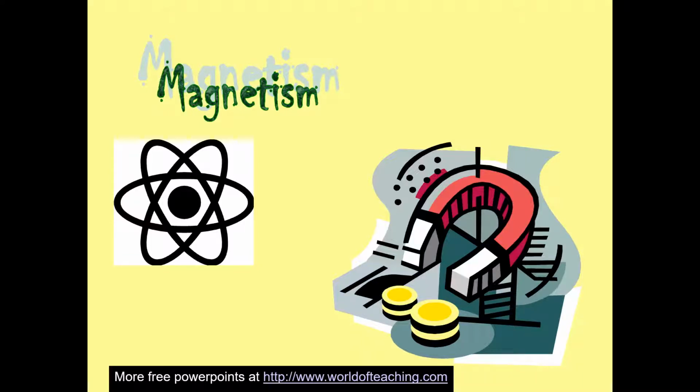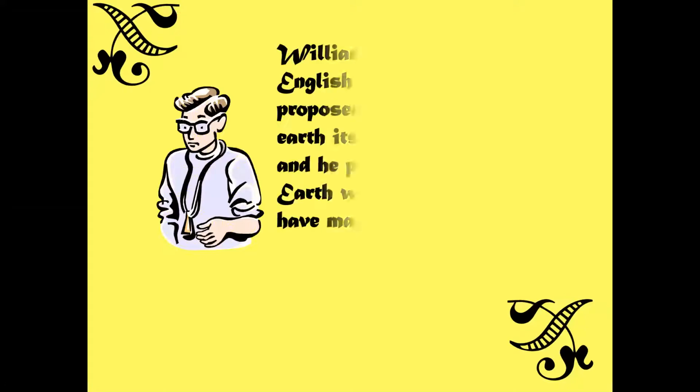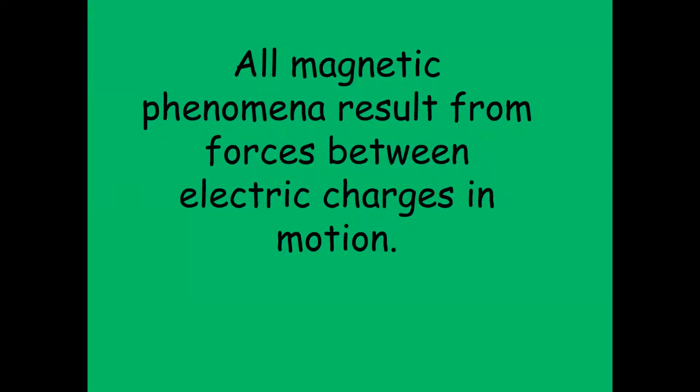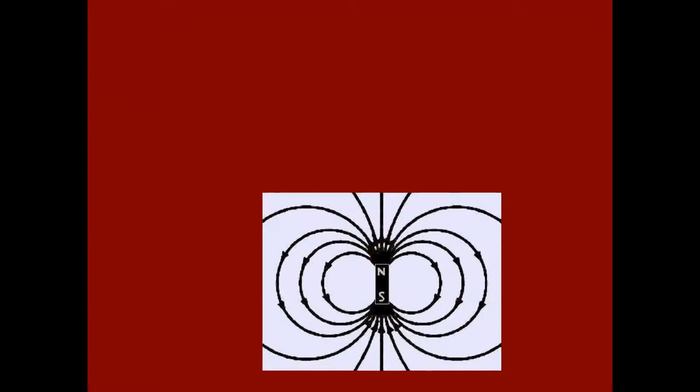So, the topic for today is magnetism. Magnetism is the force, attraction, or repulsion of a magnetic material due to the arrangement of its atoms, particularly its electrons. So all magnetic phenomena result from forces between electric charges in motion. What does that mean? We are going to find out in the later slides.